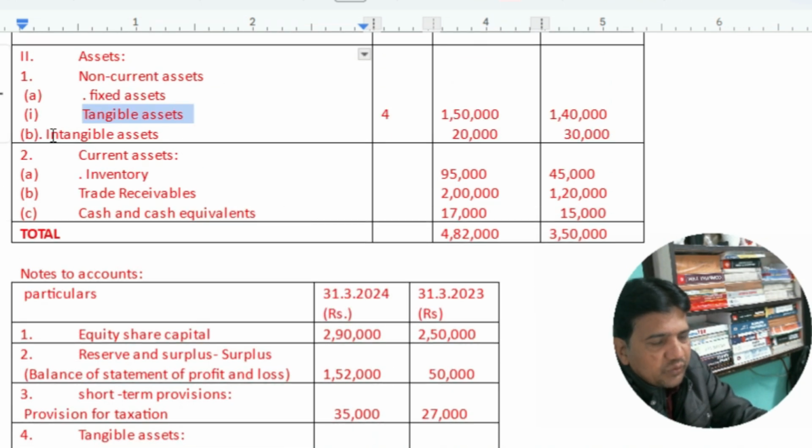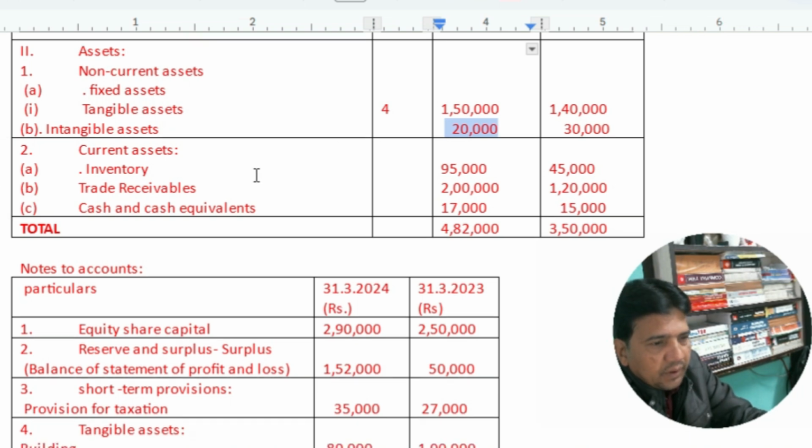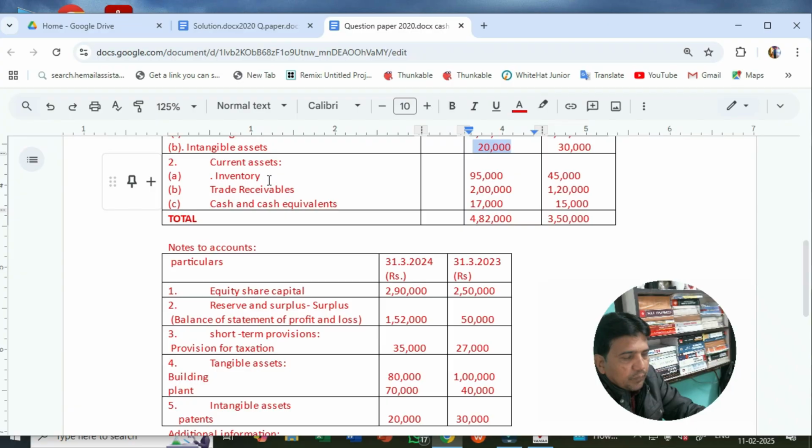Intangible assets we sometimes transfer to investing activities, and sometimes to non-operating expenses. It depends on the position in the question. If the balance from 2023 to 2024 is decreasing, then we transfer it under non-operating expenses. If the balance is increasing, then we transfer it under investing activities. Current assets are also part of operating activities.